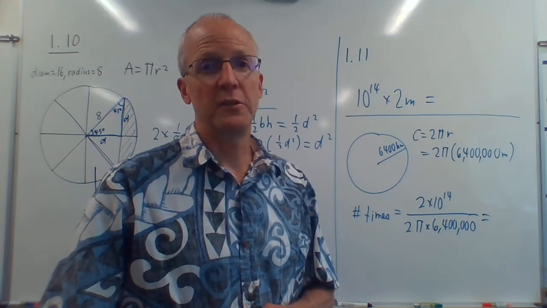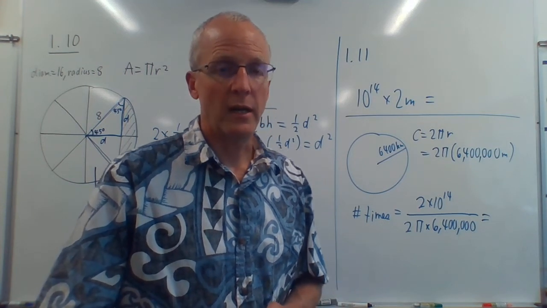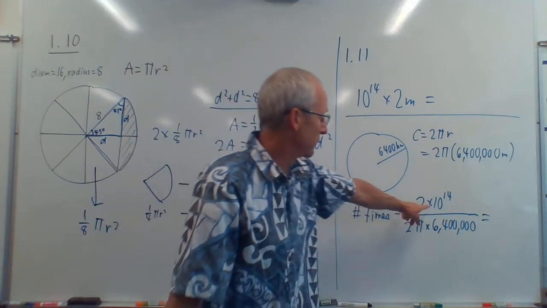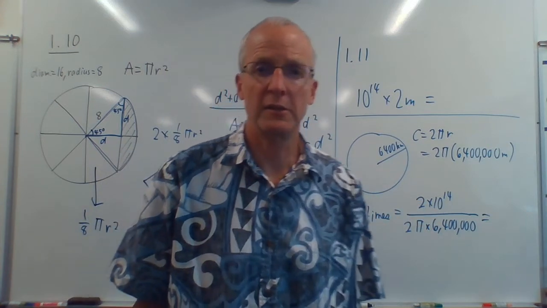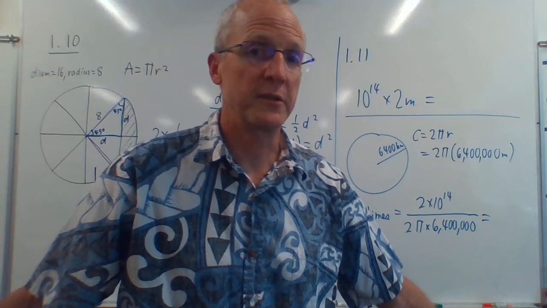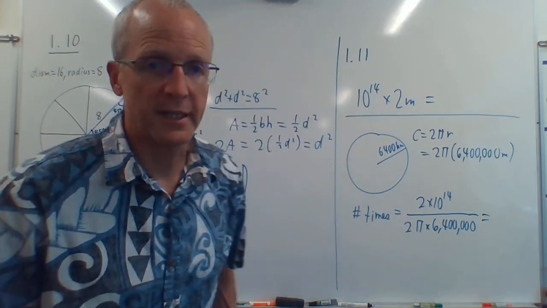It's a really good exercise to get used to doing scientific notation on your calculator. It's hard to put in 14 zeros, or 2 with 14 zeros. So practice doing that. Google how to do it if you don't know how. But that's a good exercise to do.